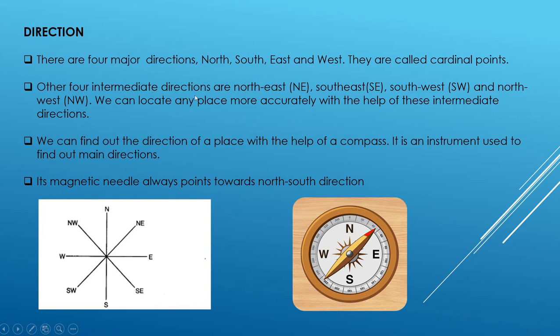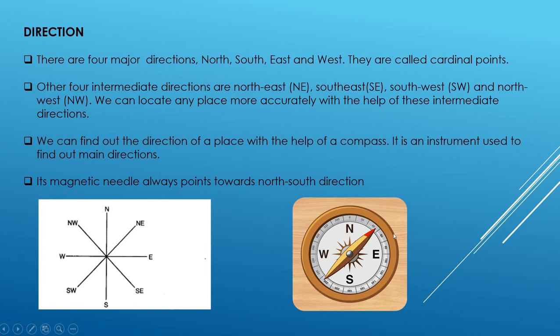Other 4 intermediate directions are northeast, southeast, southwest and northwest, okay. Between north and east you can see northeast, between north and west you can see northwest, between south and east you can see southeast, and between south and west you can see southwest. What are these? These are the intermediate directions. We can locate any place more accurately with these directions, okay.